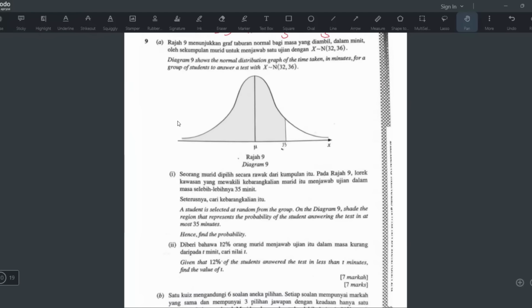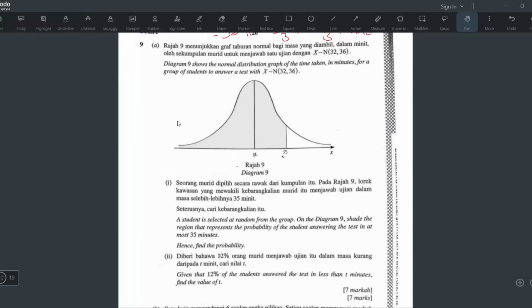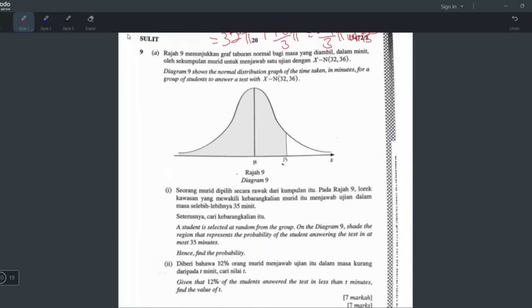Okay, number 9, this is very obvious. Just looking at the diagram, you know it's probability distribution from chapter 5. All right, let's read the question. Diagram 9 shows a normal distribution. So when you see the word normal, that means you have to use the z-score table.